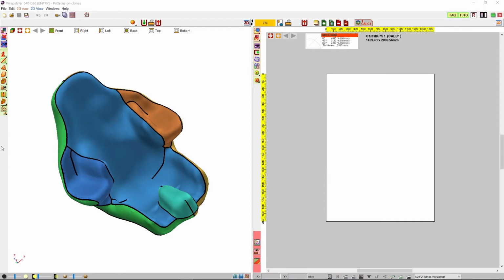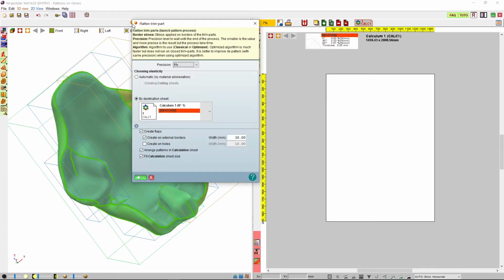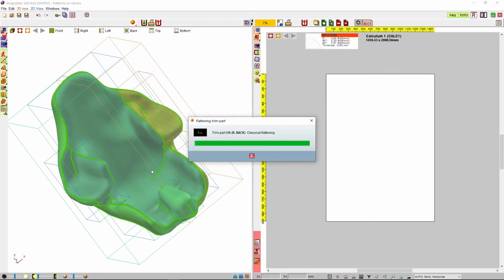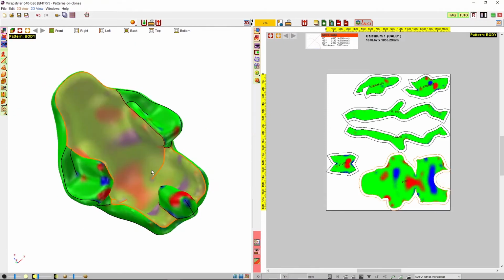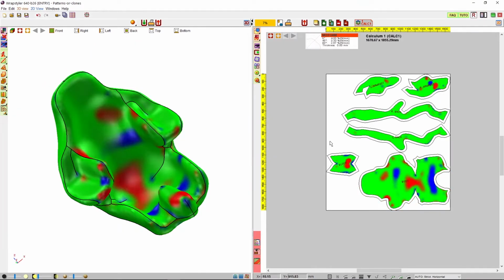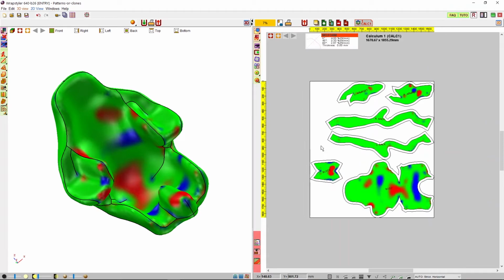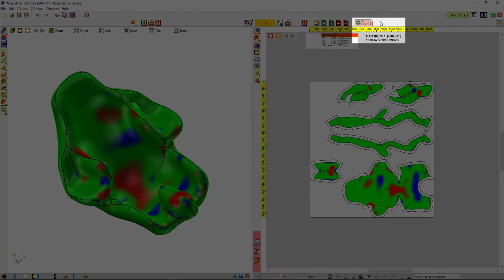In Wrapstyler, clones and patterns are two types of elements that can be easily confused. First, a pattern is the original result of the flattening of a trim part. A pattern will only be displayed on calculation sheets, recognizable by their gear-shaped icon.